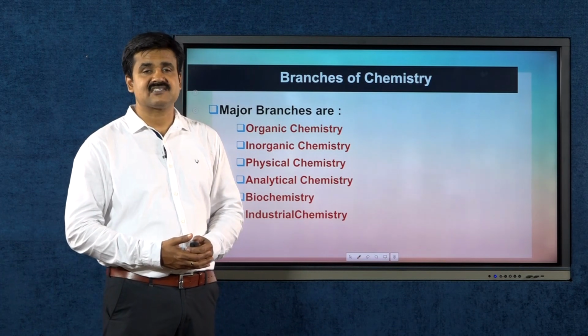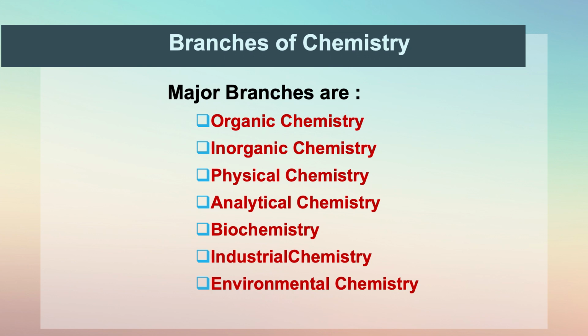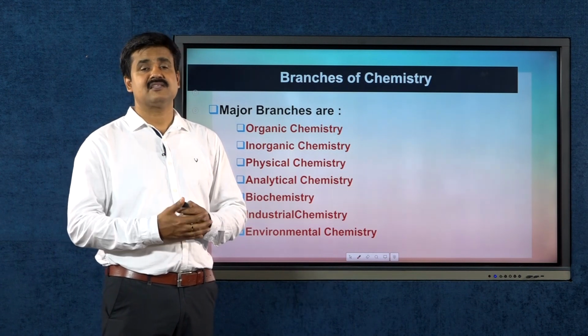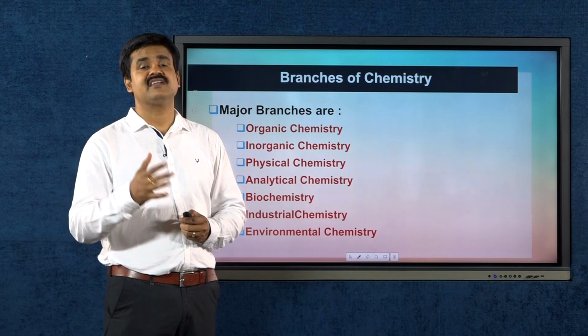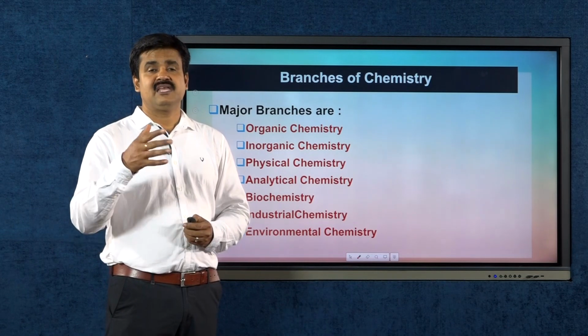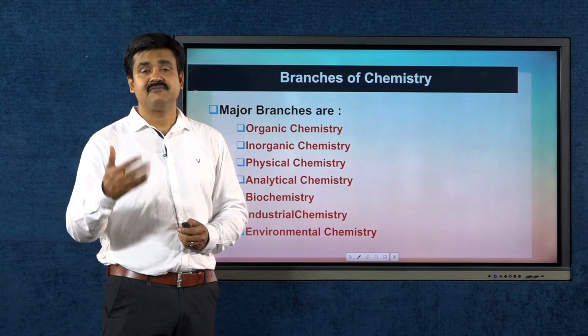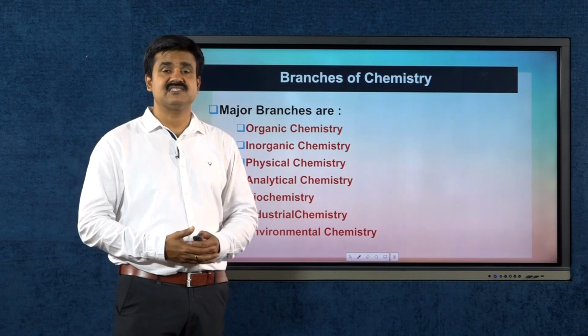Another most significant branch of chemistry is environmental chemistry. We are discussing the environmental processes and the chemistry behind them. Environmental pollution, prevention of pollution, etc. are different subsets of the branch environmental chemistry.